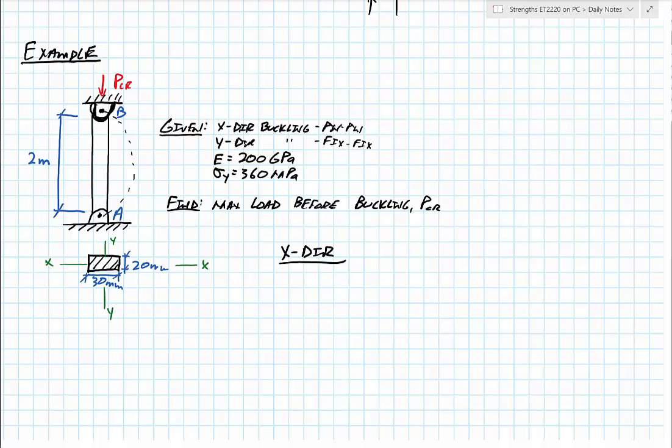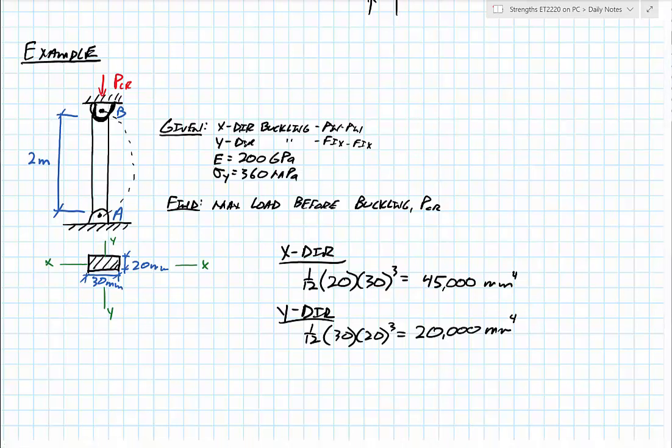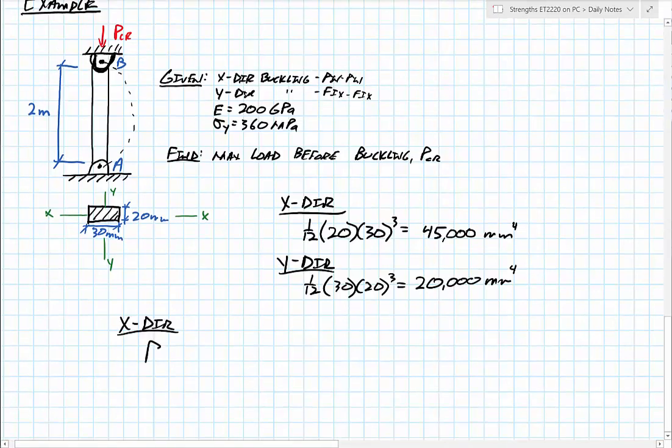So in that X direction, like we said before, the base is the direction it would be buckling. So my moment of inertia in that X direction would be 1/12 times 20 times 30 cubed. That gives me 45,000 millimeters to the fourth. And in the Y direction, we get 20,000 millimeters to the fourth. And then we just have to figure out which one, well, I actually give you the X direction as pin.